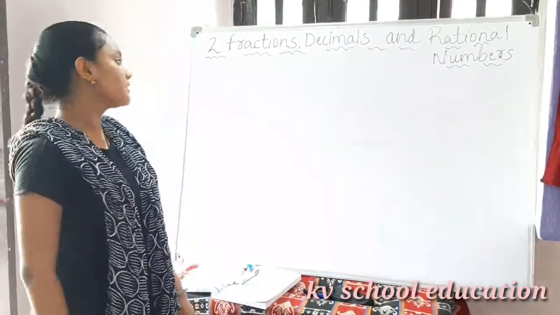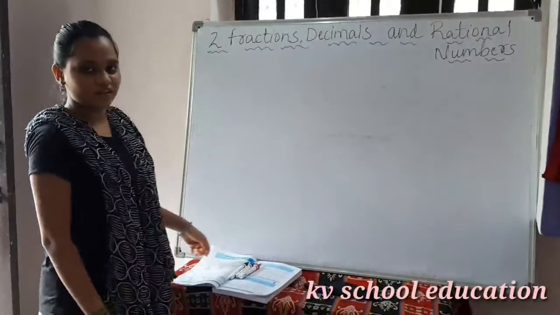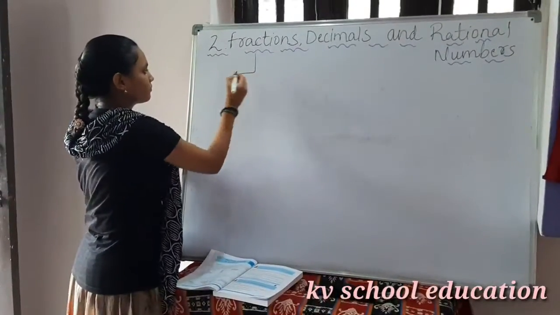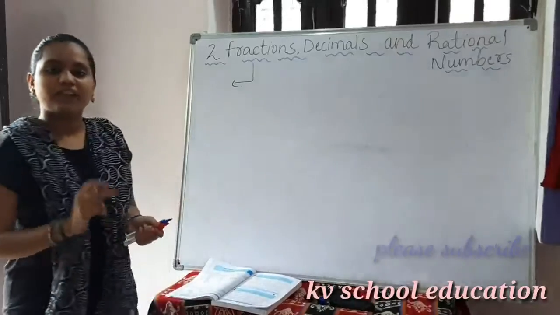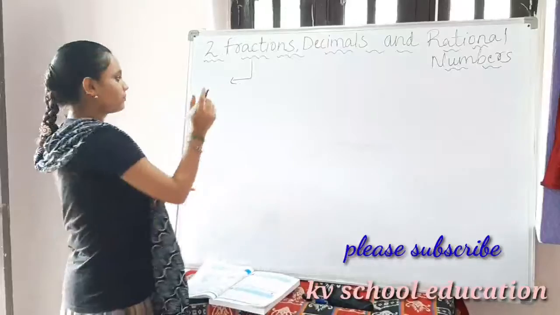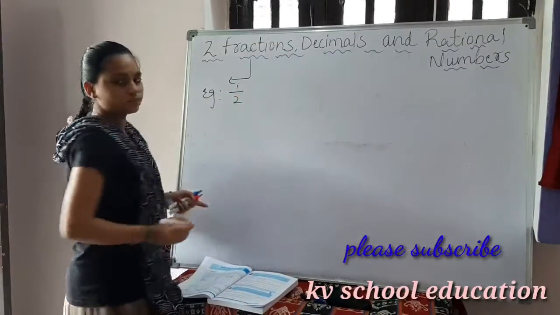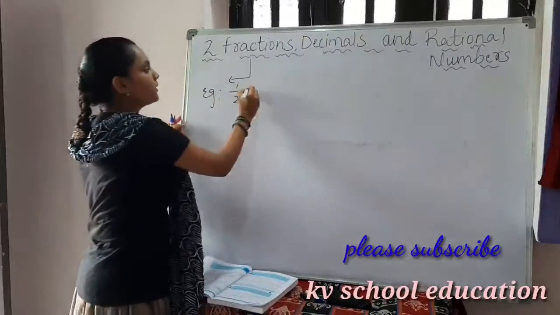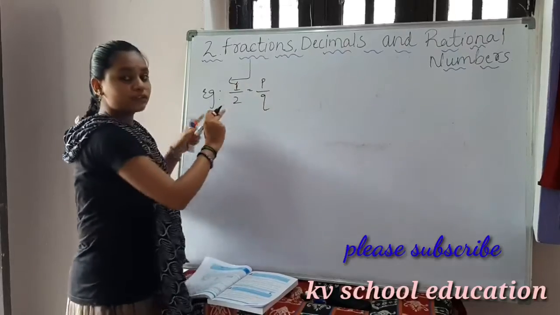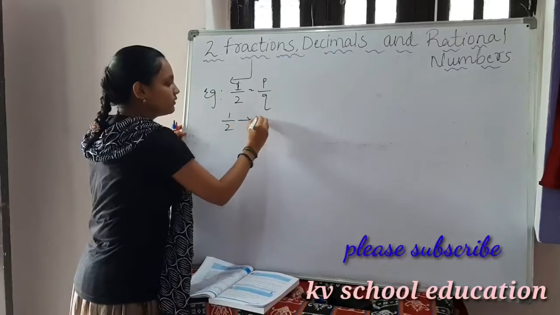Today I am going to explain chapter number 2 of class 7, that is fractions, decimals and rational numbers. So first, what are fractions? A fraction is a number which consists of a numerator as well as a denominator. For example, 1 by 2. This is a fraction. It should be in P by Q form. So here I took the example 1 by 2, which is half.